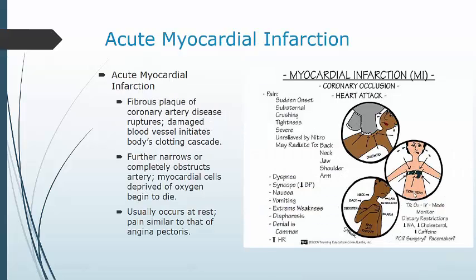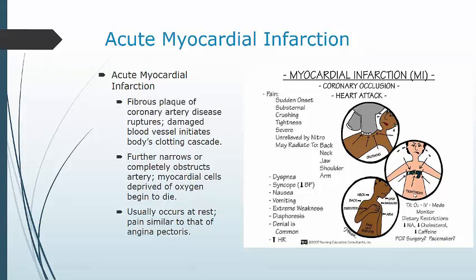Now your acute myocardial infarction, or AMI, sometimes called MI. Whenever this fibrous plaque ruptures, the damaged blood vessel is going to start the clotting cascade, which is going to further narrow or completely obstruct that artery. When that artery is obstructed, no blood flow happens, and your myocardial cells are deprived of oxygen and they start to die. So that is an acute myocardial infarction.